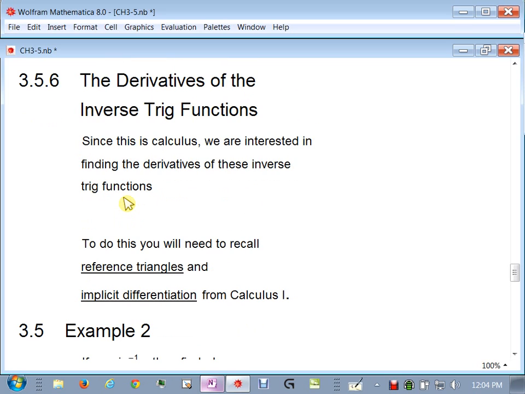But all of this can't really be about inverse trig functions. This is calculus, right? So we're interested in not the inverse function, but its derivative. That's what we want to know. So if you've got this new inverse function, how do we find its derivative? In order to figure out what the derivatives of these new inverse functions are, we need two things. You need to be able to remember how to use what's called the reference triangle and implicit differentiation from Cal 1. So let's see if any of that rings a bell.